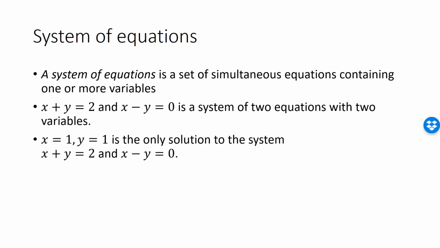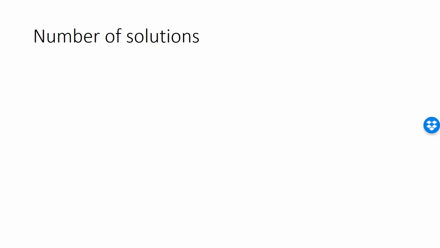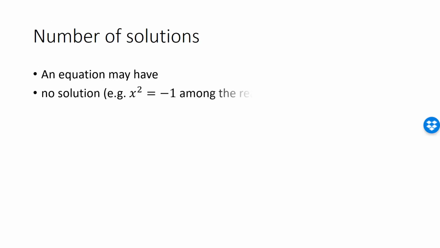It is possible for an equation to have no solution, as this example demonstrates. There is no real number x whose square is negative. The square of every real number is non-negative. Another example would be x is equal to x plus 1. The right-hand side will always be one unit above the left-hand side, and the equation can have no solution.